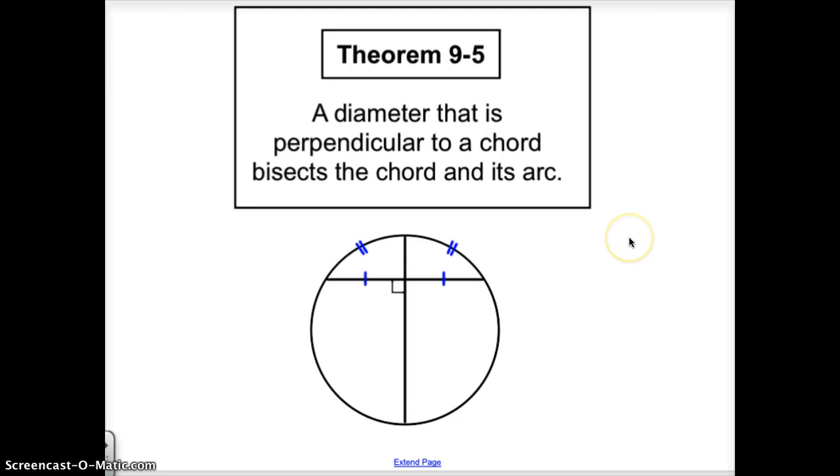The next theorem says that if a diameter is perpendicular to a chord, it bisects the chord and its arc. So taking a diameter and making it perpendicular to any chord, not only does it bisect the arc, but it also bisects the chord, and we're going to see some more examples of how this can play a part in us finding some missing sides and some missing chords.